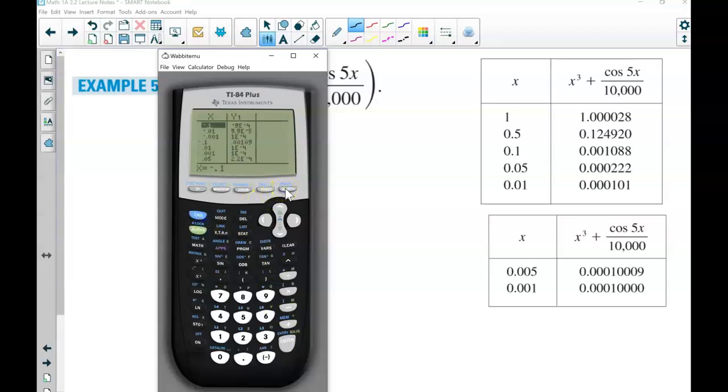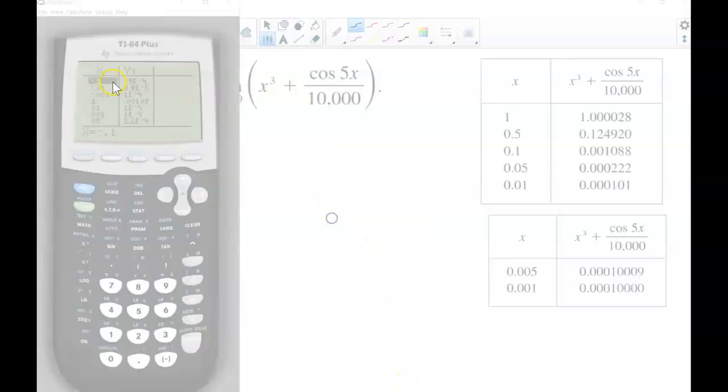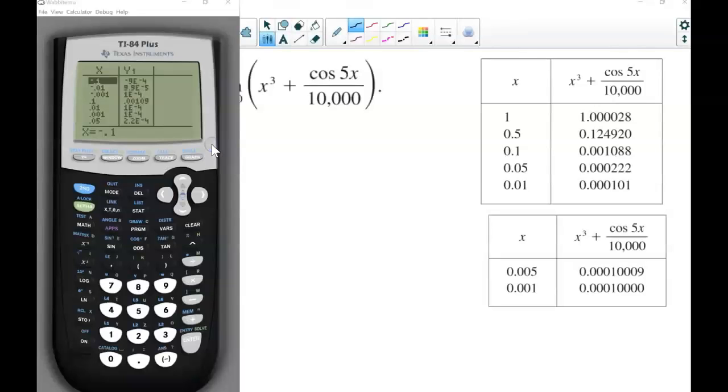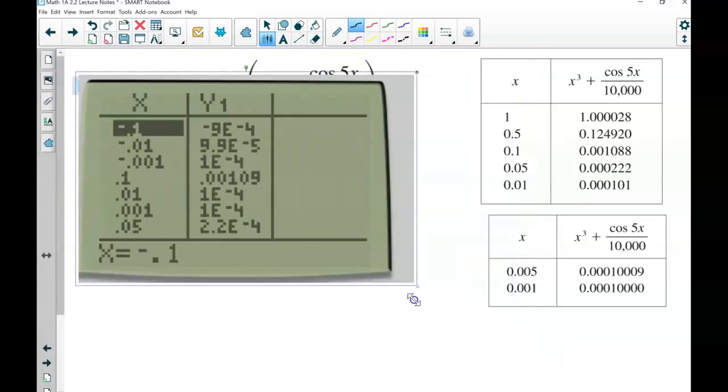So let's go put in our table of values. Let's put in negative 0.1, negative 0.01, negative 0.001, 0.1, 0.01, and 0.001. Okay, so let's take a look at more of what's happening. So I'm going to take a picture of this. Okay, and I just want to investigate these values that we just created here.